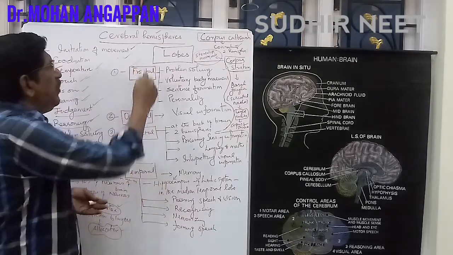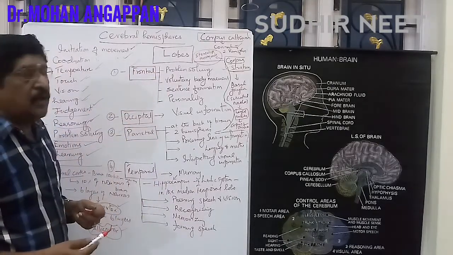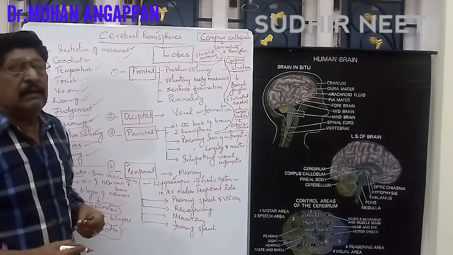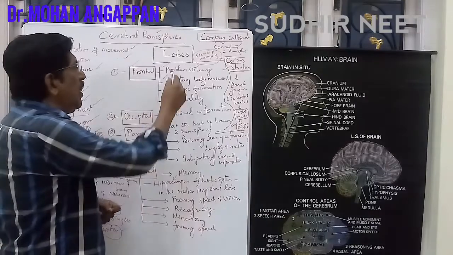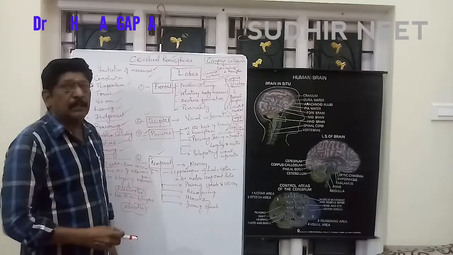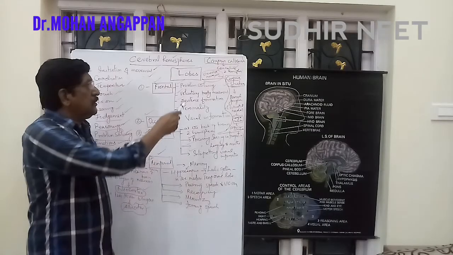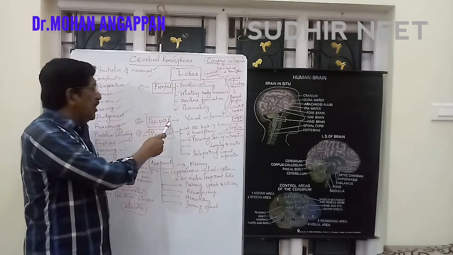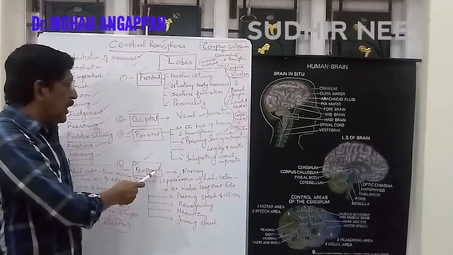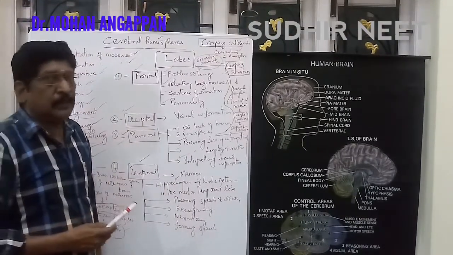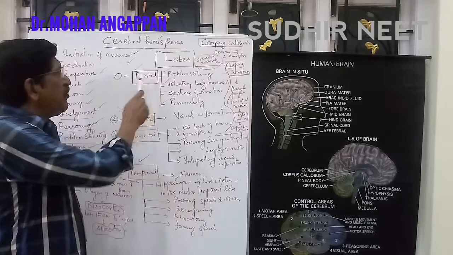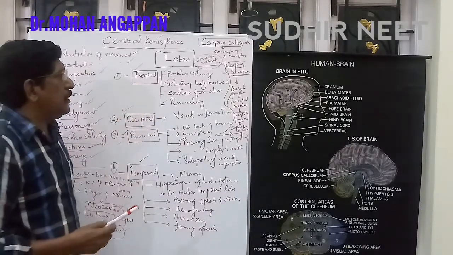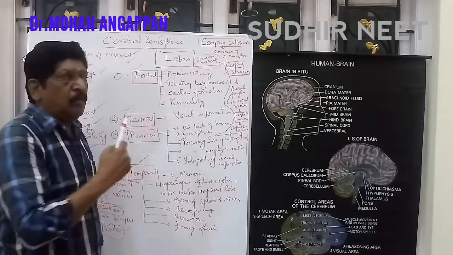Right, what is the function of the frontal lobe? I told you: problem solving. Number 2, voluntary body movement. The brain contains 4 lobes: frontal lobe, occipital lobe, parietal lobe and temporal lobe. What are the functions of the frontal lobe? 1, problem solving. Number 2, voluntary body movement.